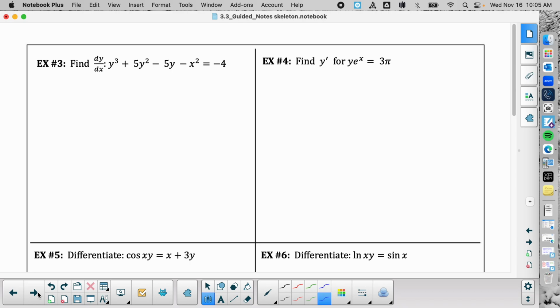I was hoping you guys could try number 3 on your own. Now, notice this one is not asking you to plug in a number, just find dy dx, which is the same thing as find y prime.